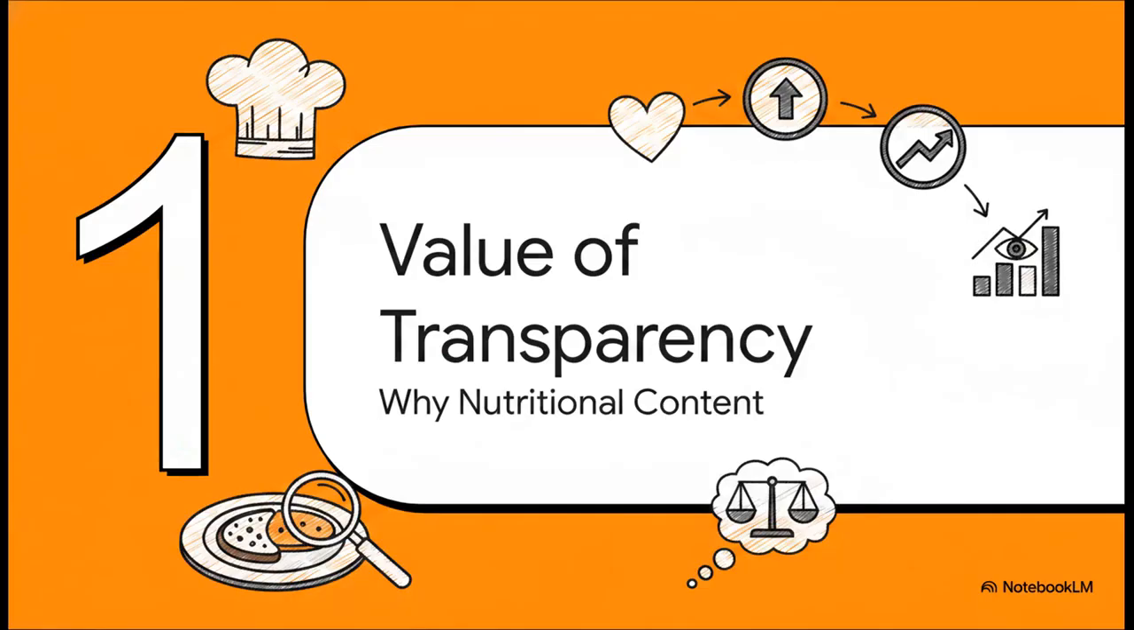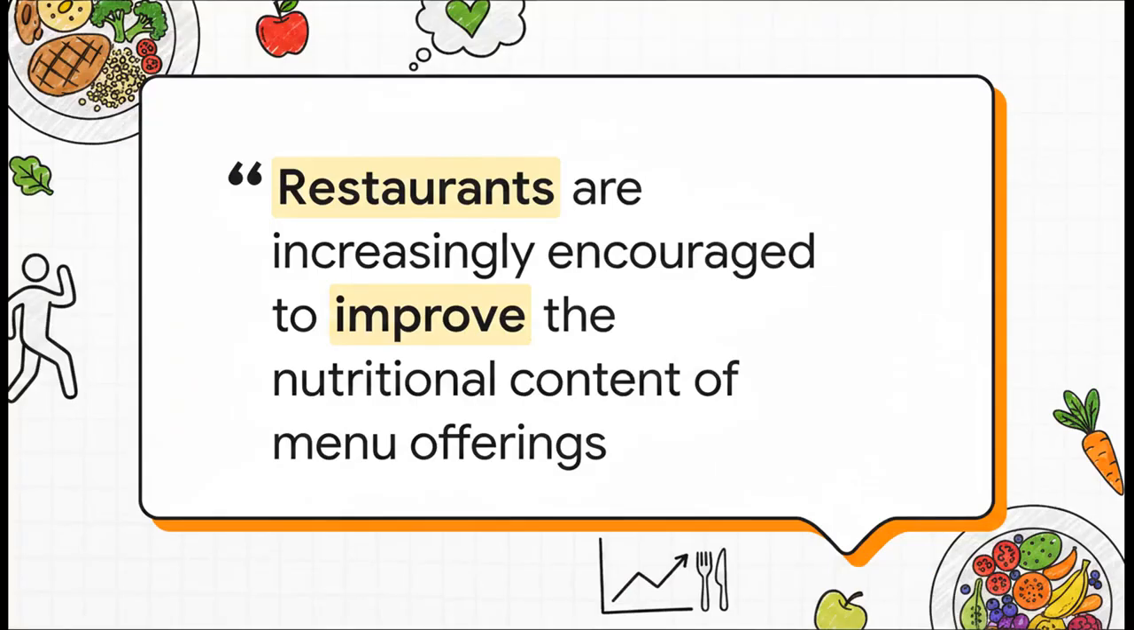All right, Section 1, the value of nutritional transparency. The SASB standard really hits the nail on the head regarding a growing reality for the food sector. It states, quote, "Restaurants are increasingly encouraged to improve the nutritional content of menu offerings and to increase transparency." You see, public health concerns, specifically around obesity, have placed the entire restaurant industry squarely in the spotlight. This isn't just a passing trend, folks. It is a massive industry-wide mandate driven by shifting consumer demands.